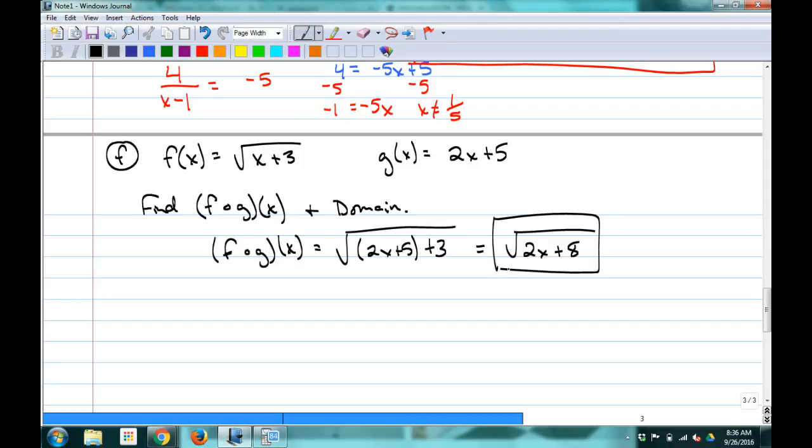All right. Then we need to look at domain. So let's look at the domain of the individual parts. Domain of f of x would be what? How do you find the domain of a square root function?